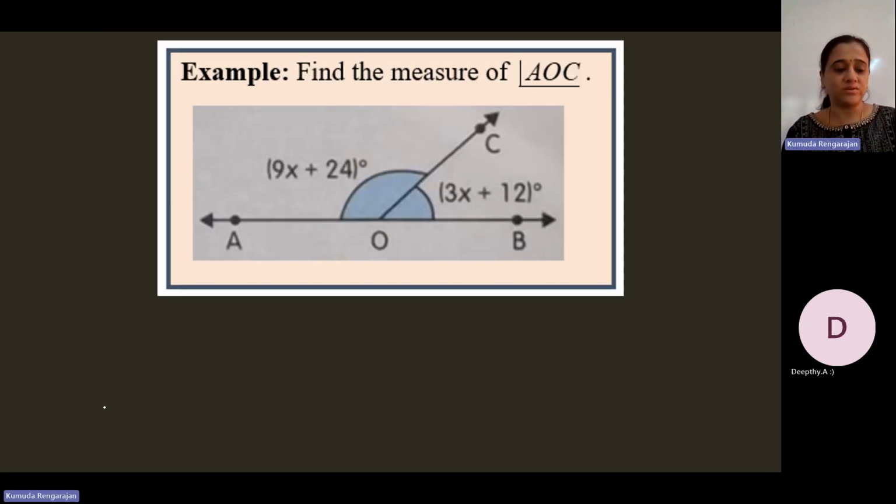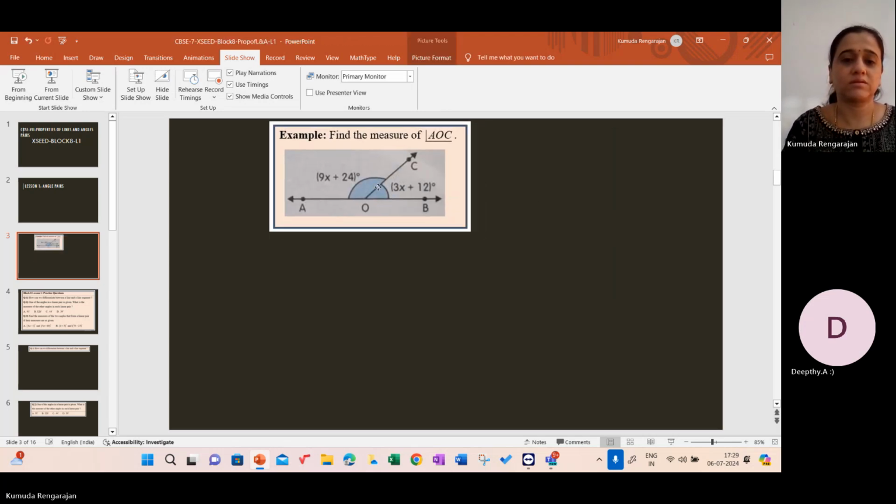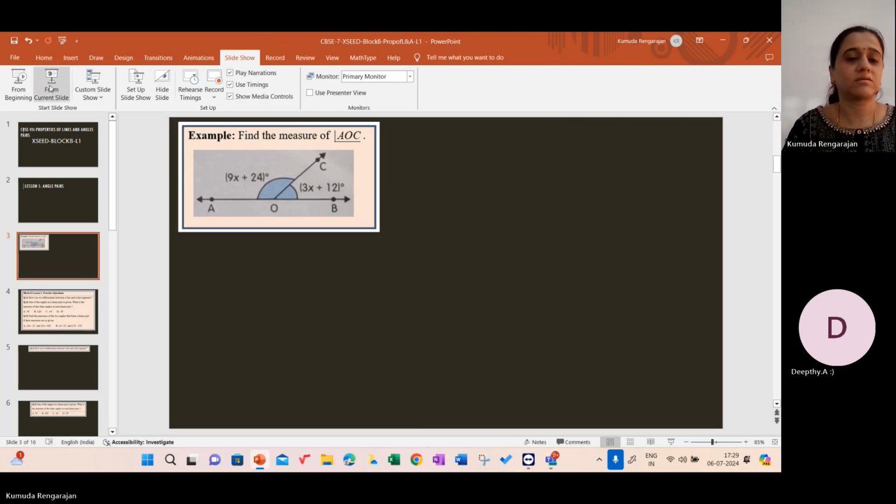This is our first question. Find the measure of angle AOC. Now you see AOB is a straight line. If it is not a straight line, it will be mentioned. If it's not a straight line, something in the question will tell you that it is not a straight line. AOB is a straight line, and you can see the ray OC on it. Ray OC stands on the line AOB. Clear?